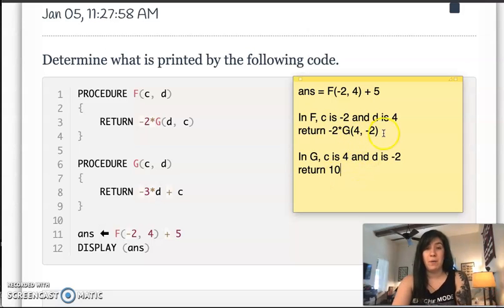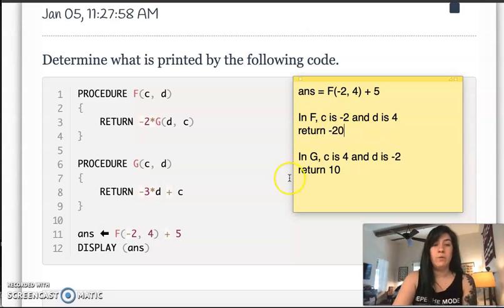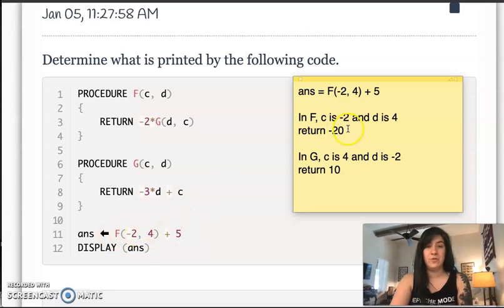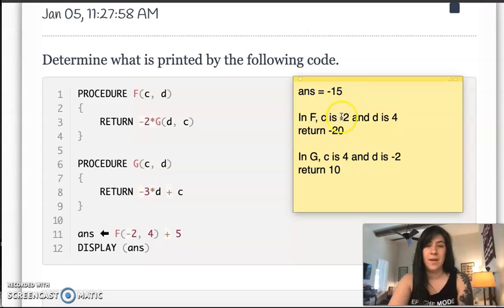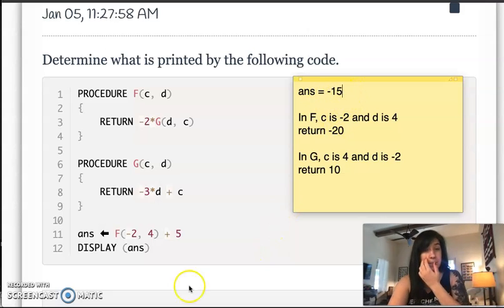So I'm going to slowly work my way back up. G of 4 and -2 gives me the value of 10, so I'm just going to replace that in my work. -2 times 10 gives me -20, which means this whole function, f of -2 and 4, is returning -20. So for my answer variable, I can just replace that with -20. Now it's saying answer equals -20 plus 5. I know that -20 plus 5 would be -15. That means that my answer for this problem, the thing that's being displayed, should be -15.